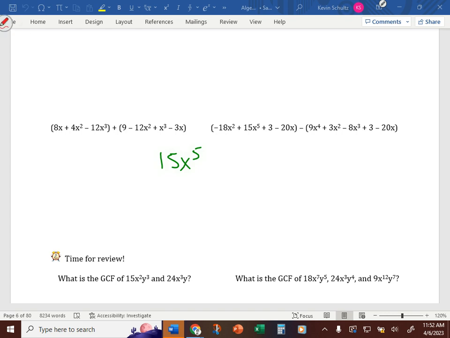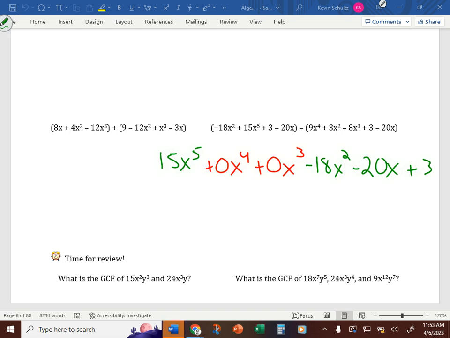I'm just going to write this in here now, just for spatial reasoning. No x to the 4th term, no x cubed term. We do have an x squared term, minus 18x squared. We do have an x term, and we do have a constant. Okay? Everything written out in standard form. Powers 5, 4, 3, 2, 1, constant.